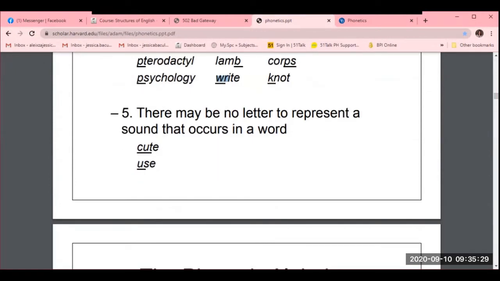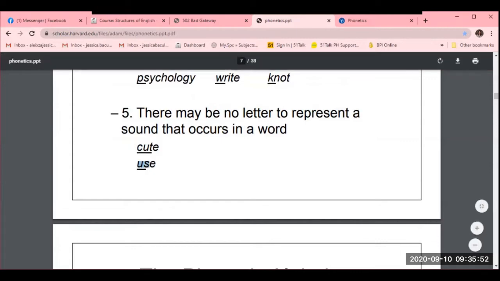So there may also be no letters to represent a sound that occurs in a word. For example, cute. The word cute does not have a single letter to represent the sound Q and use. Although there is a two symbol representation of the sound U in the word use. That's J and U sound. Okay?